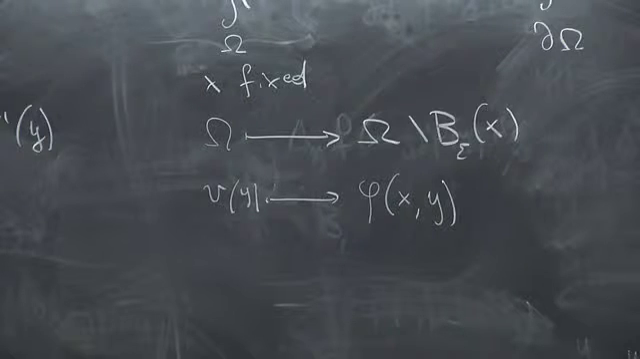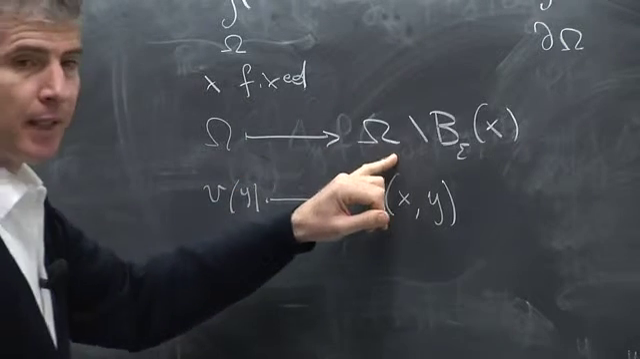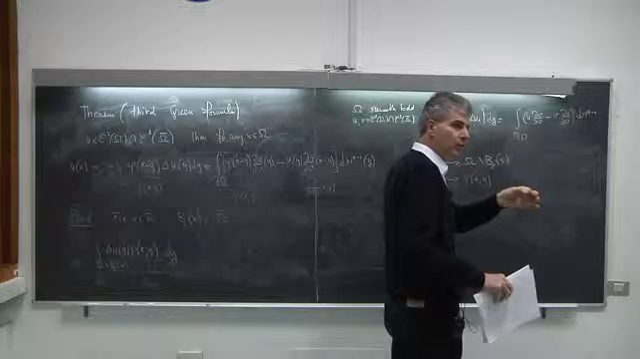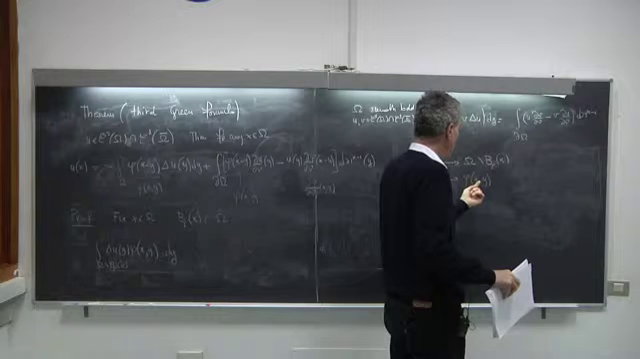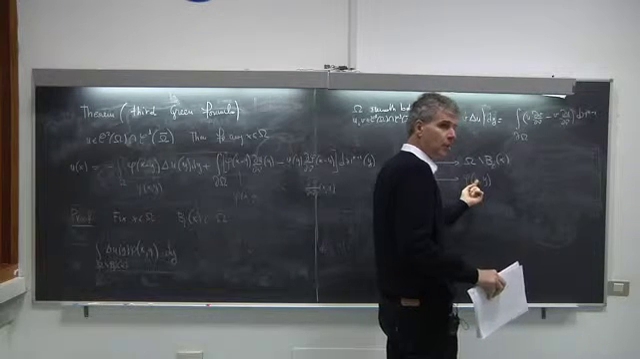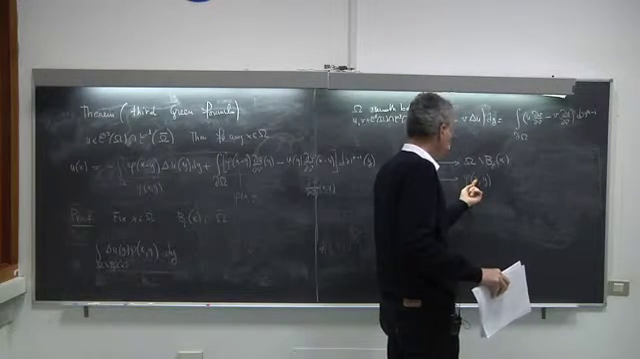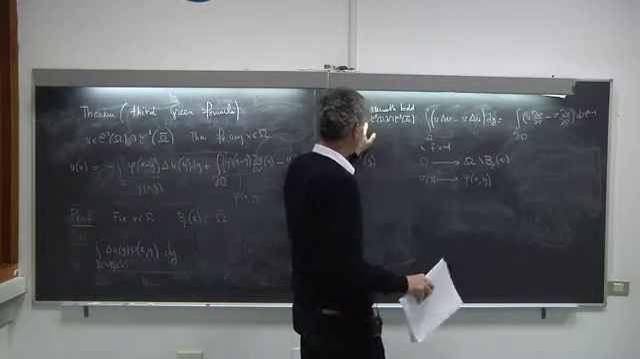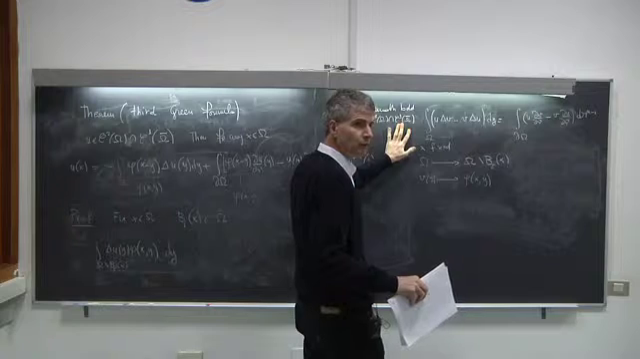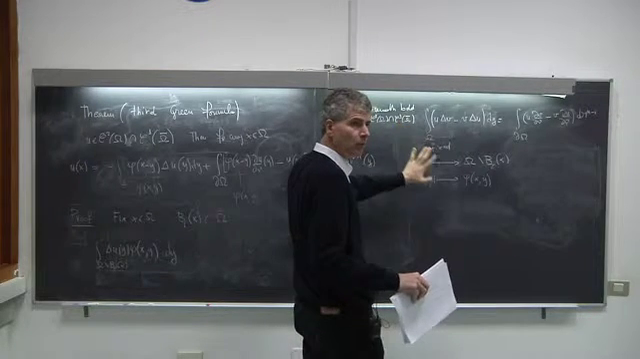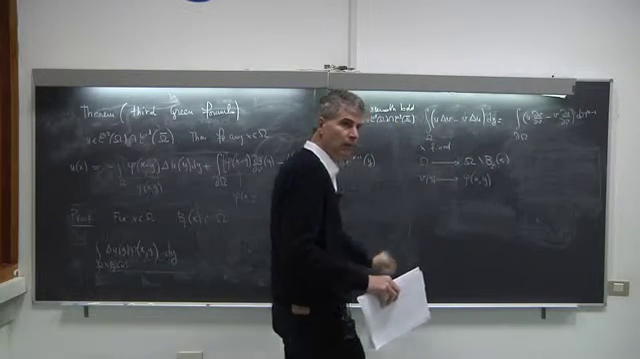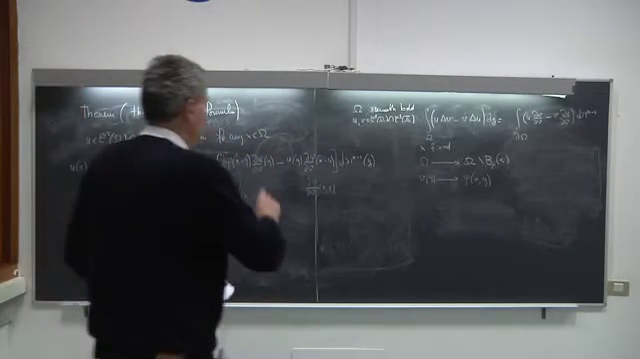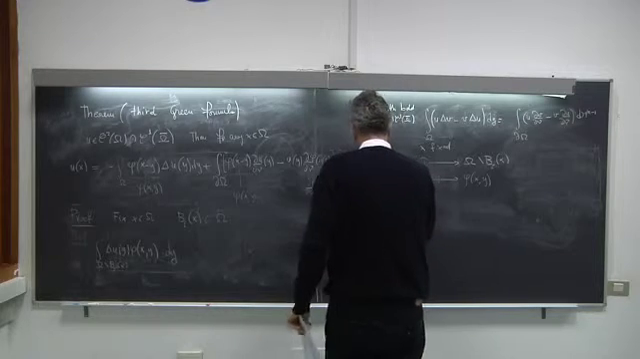Everything is smooth enough because on this new omega, I am just throwing away a small ball around the singularity, which is x. And therefore, this u and this new phi are smooth enough. And omega also is smooth enough. Okay? So from that formula, I end up with the following.